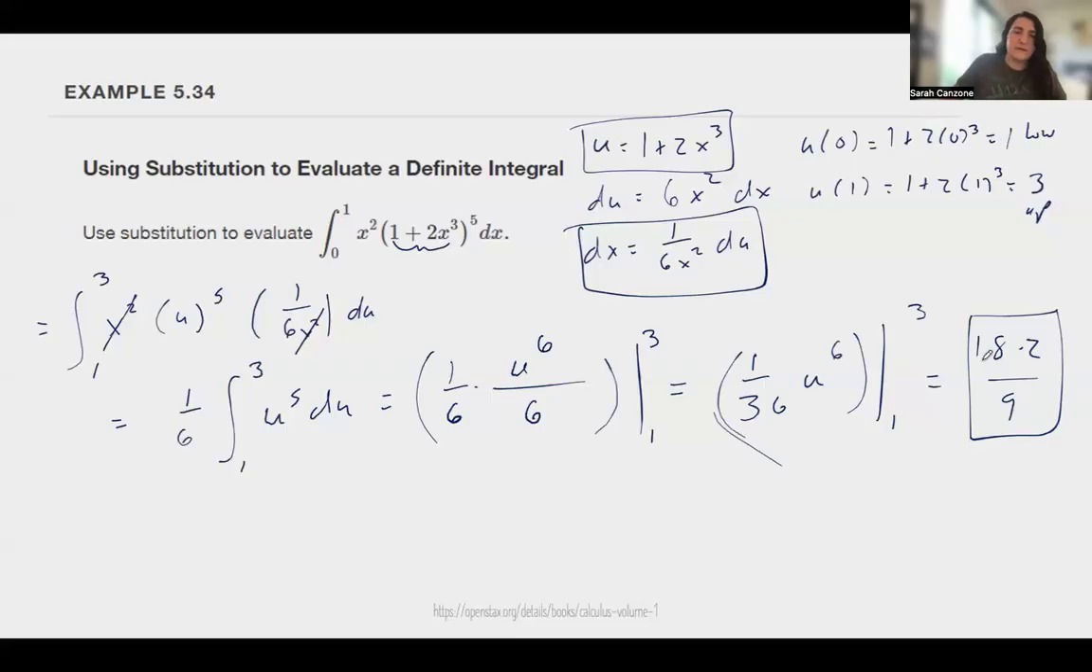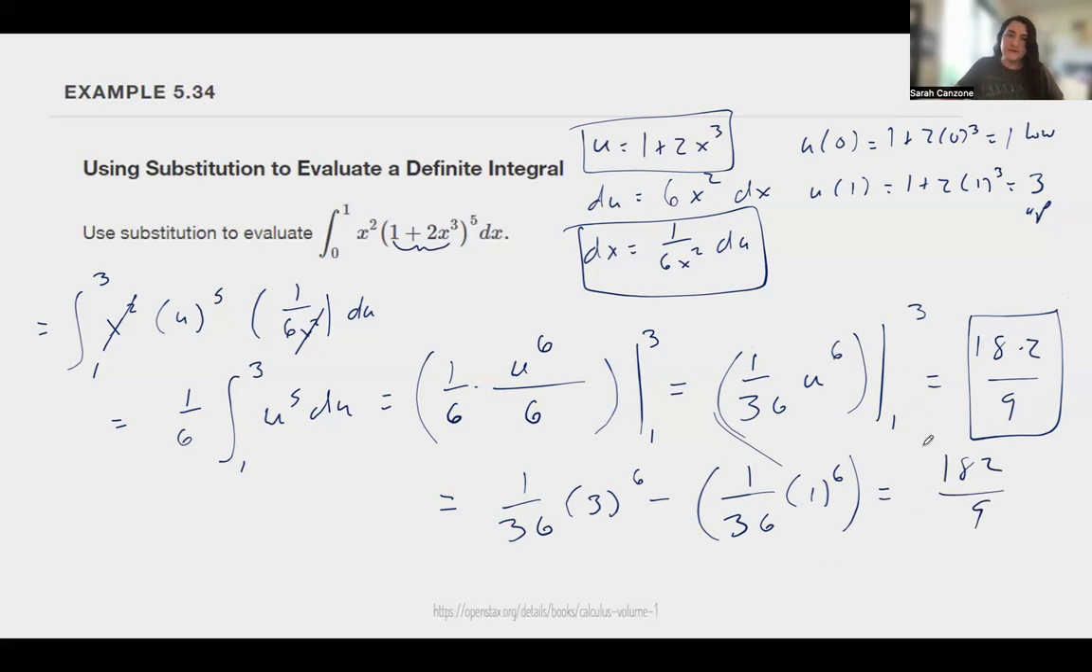Oh, let me specify one more time why I got this number. So what this comes from is 1 over 36. I plug in the 3 first, 3 to the 6th, but then I have to subtract when I plug in my lower bound. So this is 1 over 36, 1 to the 6th, which gives me this right here, the 182 over 9 when you simplify it. So we always plug in the upper bound first. This is the fundamental theorem of calculus part 2: upper bound first, subtract, plug in your lower bound. Make sure you use parentheses so that you're not subtracting just the first term and you're subtracting the whole quantity instead.